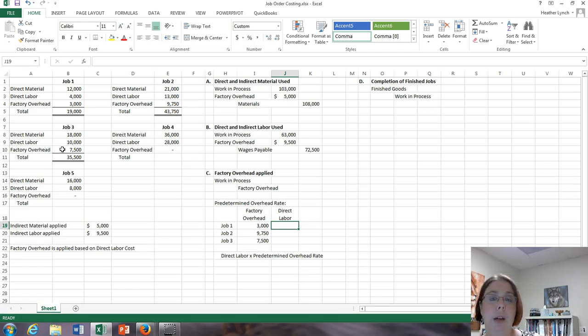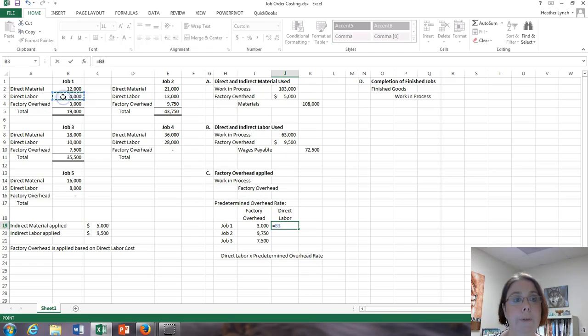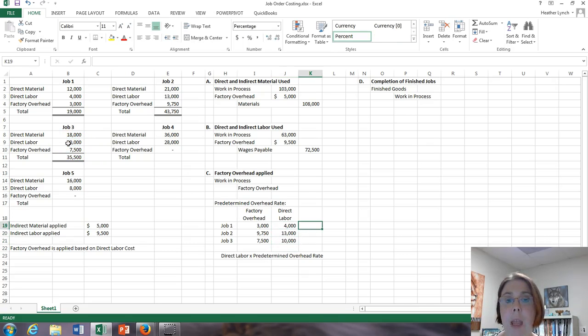Now this is based on direct labor cost. We're not getting into calculating the hours yet; that's coming later. So we're going to base this on direct labor cost. I'm going to put for each job what their direct labor is. In order to find that rate, I'm going to divide my factory overhead by my direct labor, and for simplicity, copy this down. It magically works out to be 75%.